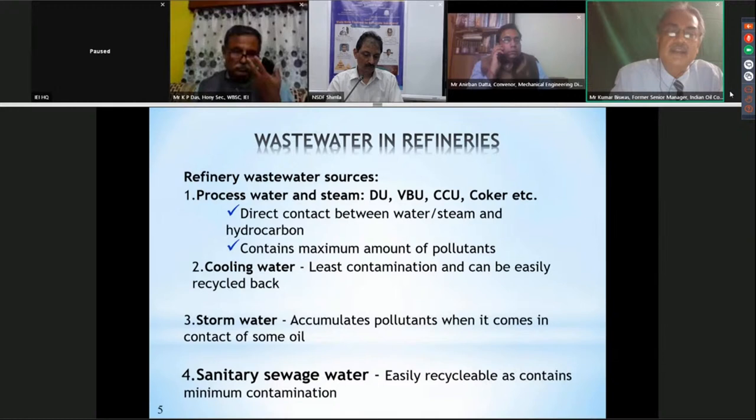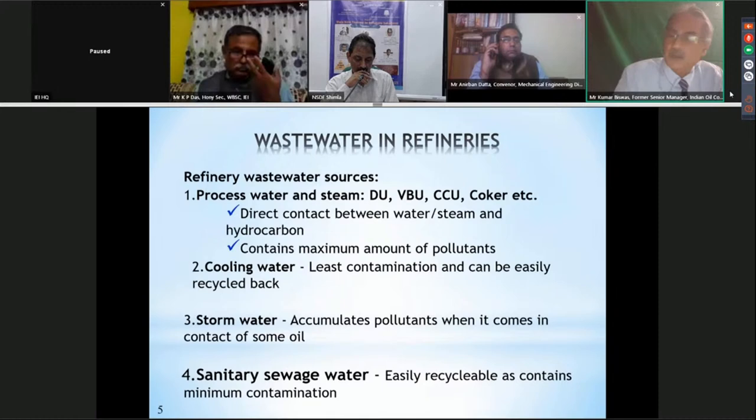But when it is in the refinery premises and comes in contact with oil on the ground, it gets polluted, but the quantum of pollution is less. And the fourth category is sanitary waste sewage water, which is generated from the administrative block, washroom, canteen, etc., and it contains the least amount of contamination.